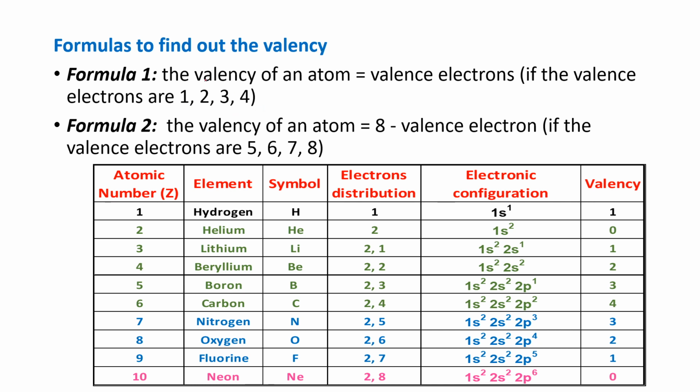Now let us see how we have to apply this formula. Let us take the example of hydrogen. How many valence electrons does hydrogen have? Only one valence electron. According to this formula, if any atom has one valence electron, its valency is 1. Here you can see the valency of hydrogen is 1.